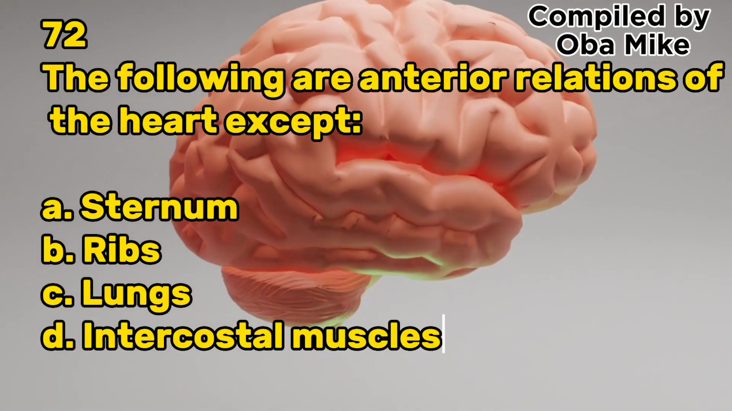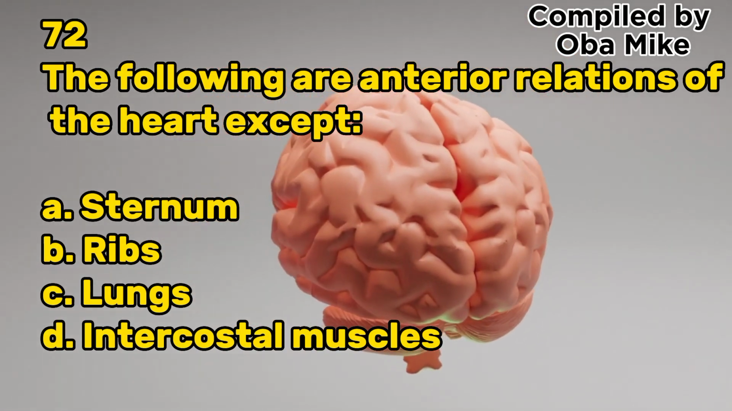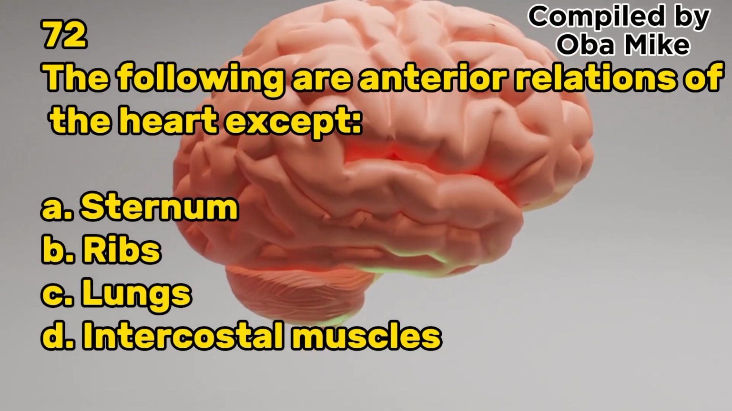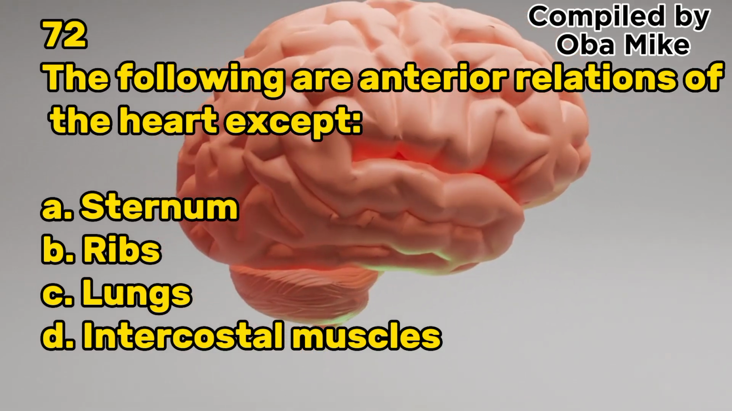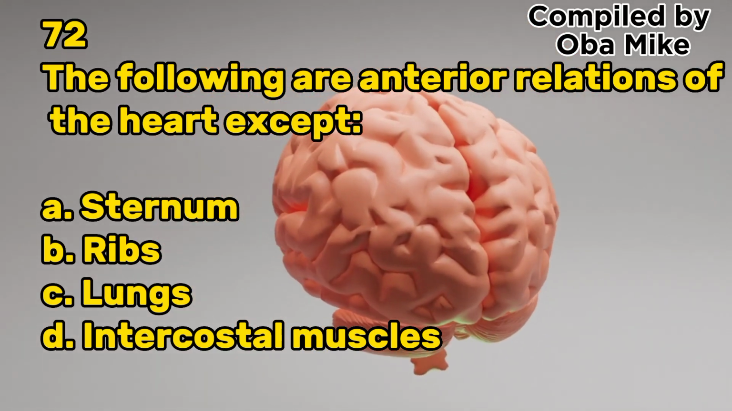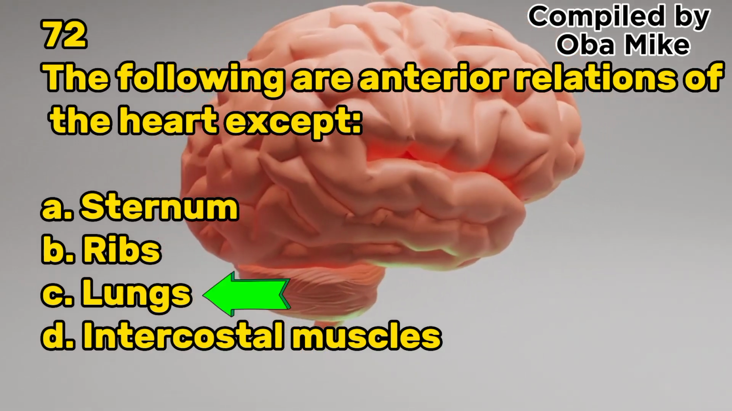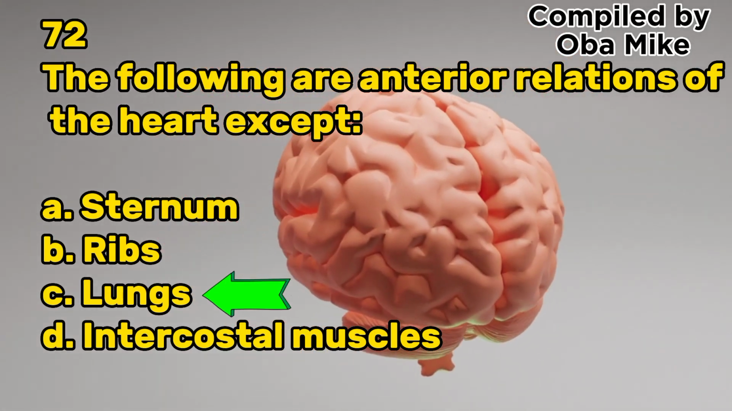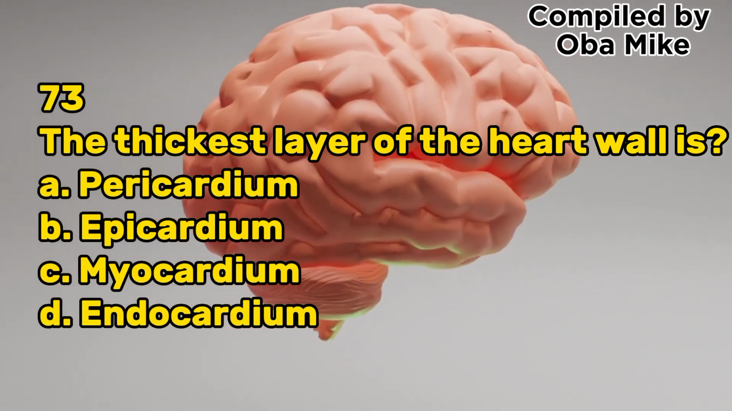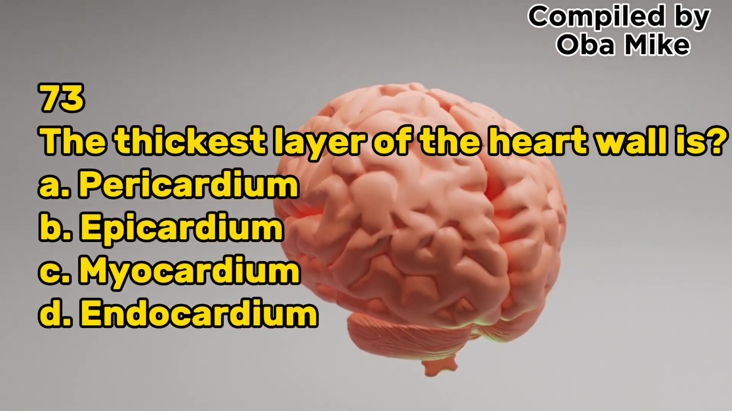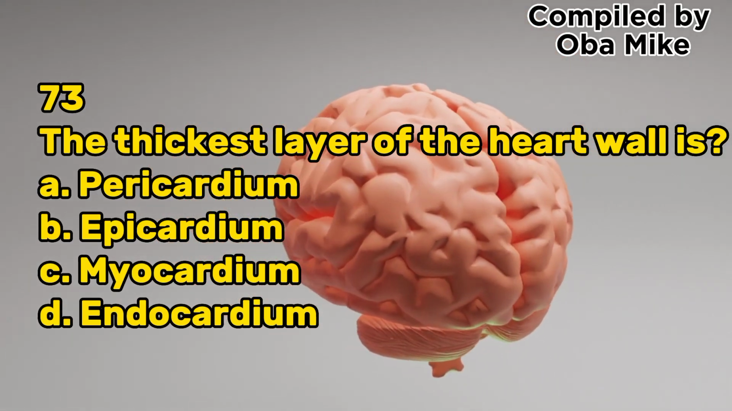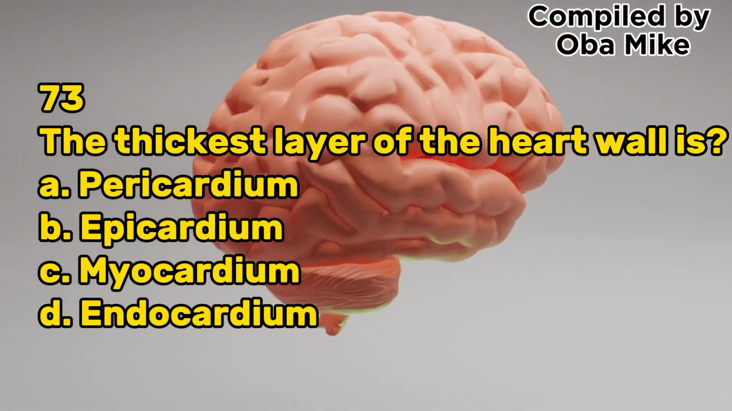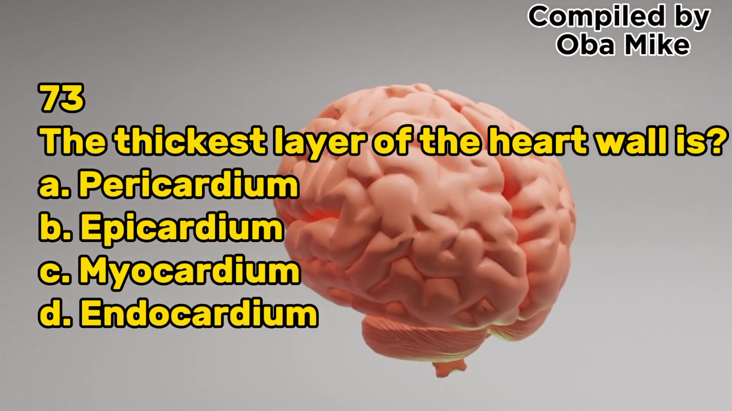72. The following are anterior relations of the heart except A. Sternum, B. Ribs, C. Lungs, D. Intercostal muscles. 73. The thickest layer of the heart wall is A. Pericardium, B. Epicardium, C. Myocardium, D. Endocardium.